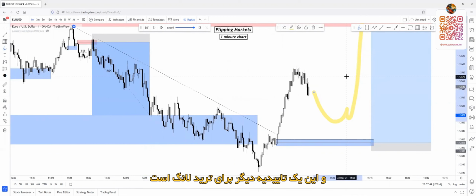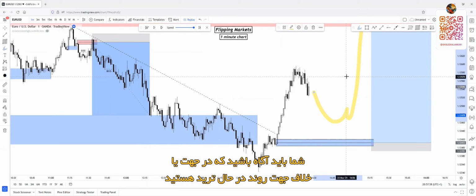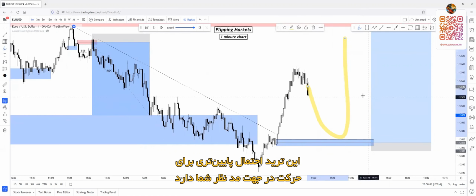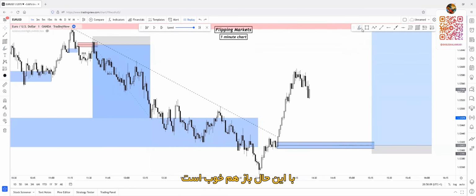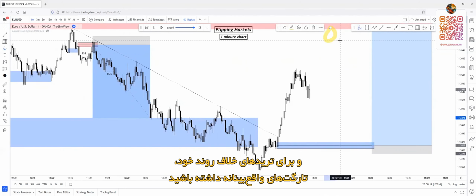But just a reminder, long trades in this scenario are still counter trend trades. You have to know whether you're trading a counter trend trade or a pro trend trade. This will be a counter trend trade. It has a lower possibility to go in your favor, but it still can be good. Counter trend trades are still good. You just have to know the higher time frame intentions, where price can react, and set realistic targets for your counter trend trades.